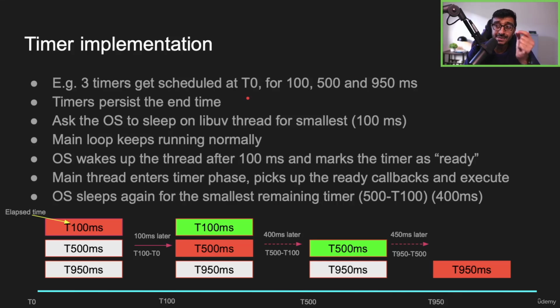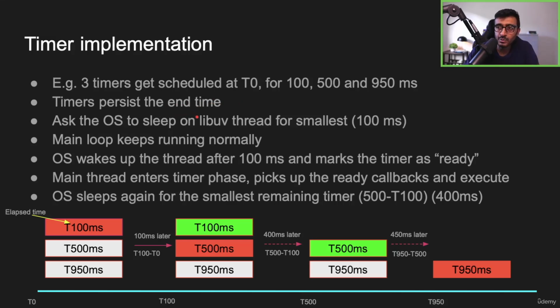So what we really persist in the libuv timer metadata is the end time, not the start time, right? So we say, 9 o'clock plus 100 milliseconds, 9 o'clock plus 500 milliseconds, 9 o'clock plus 950. So T0 plus 100, T0 plus 500, T0 plus 950. At the end of the day, this timer should be executed at T100, this one at T500, and this one at T950. So that's what's happening. We're persisting the end time.